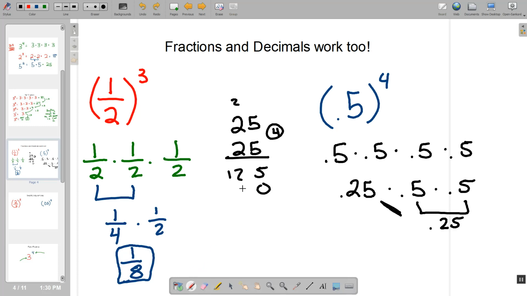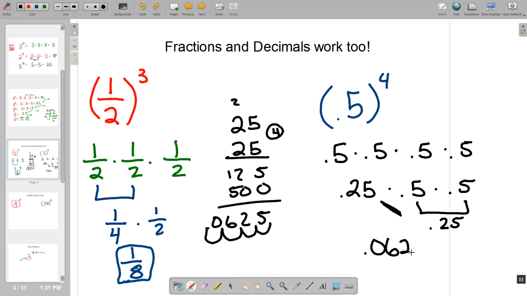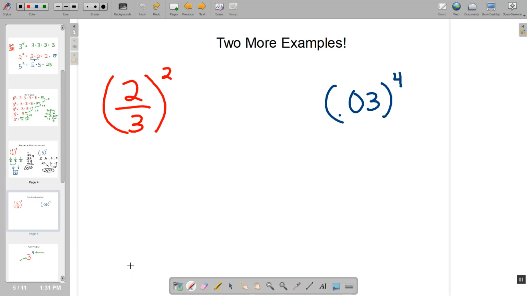There we go. 0 and 5. So that would be 625 with 4 digits behind the decimal place. Right there. To give me 625/10,000. So that one's pretty tough, which is one of the reasons why exponents are nice for decimals, that it can end up not getting too difficult or crazy, depending on the problem.